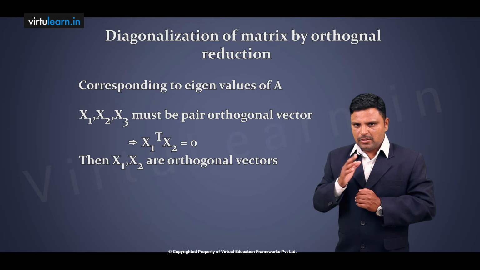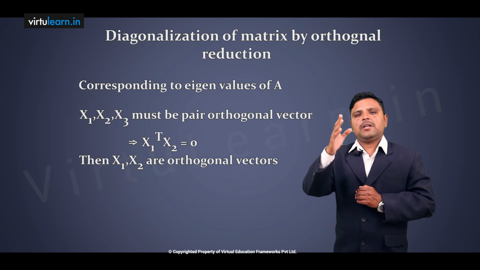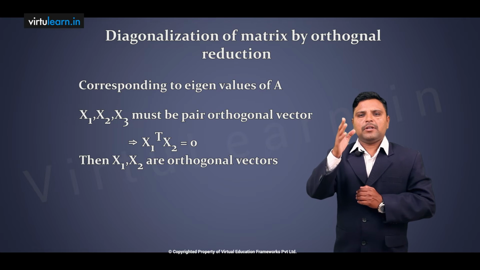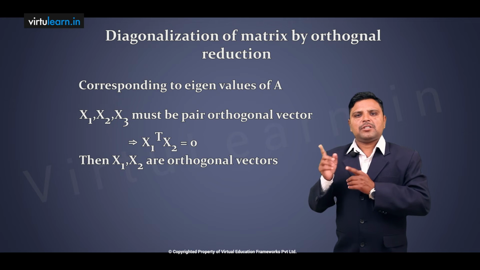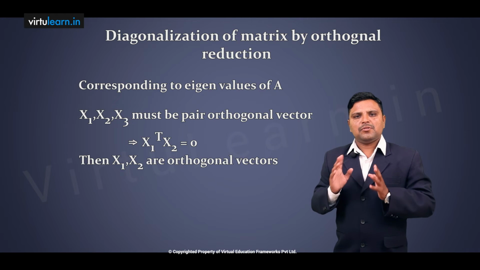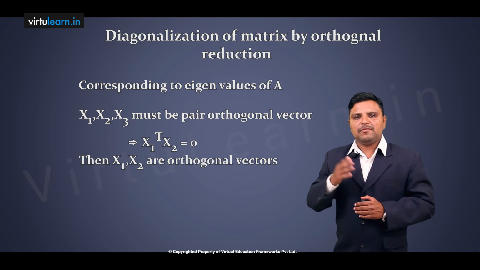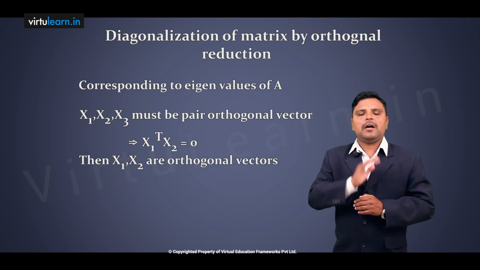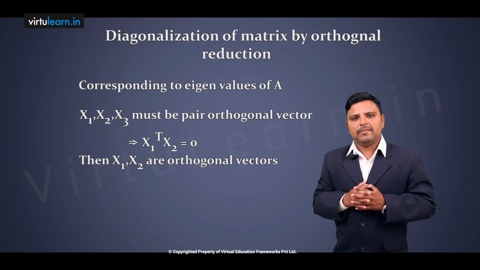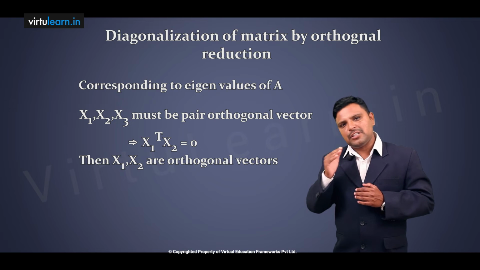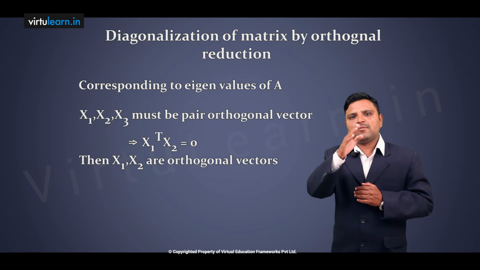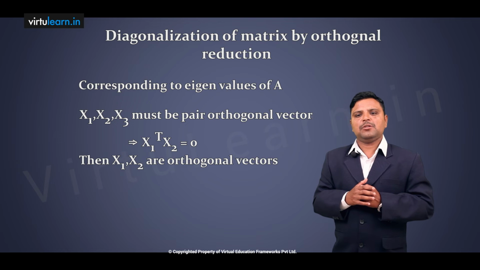Once again, this is very, very important: after calculating x1, x2, x3 as eigenvectors of A, they must be pairwise orthogonal vectors. If they are not pairwise orthogonal, you have to calculate a new eigenvector which is orthogonal to the remaining orthogonal vectors. The definition of orthogonal vectors: if you want to say x1 and x2 are orthogonal, then x1 transpose into x2 equals 0. Like this you have to calculate.